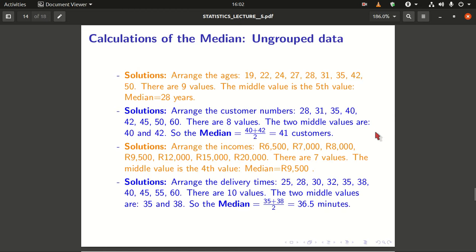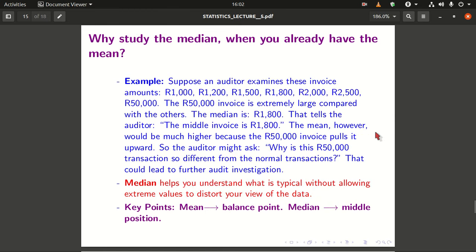In some cases, just go and do that. Now, like I said, why study the median when you already have the mean? Suppose an auditor examines these invoice amounts. You have 1,000, you have 2,000, you have 1,500, you have 1,800, you have 2,000, you have 2,500, and then you have 50,000.